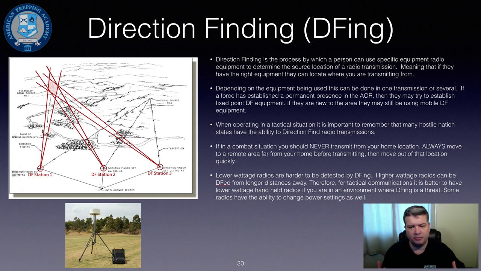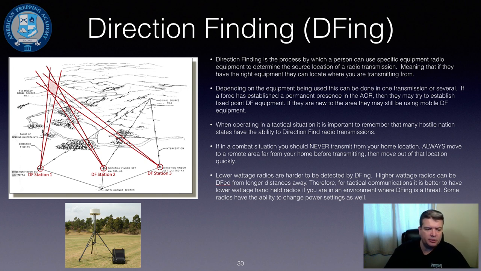We want to know about direction finding because direction finding is a process by which a person can use specific radio equipment to determine the specific location of a radio transmission, meaning that if they have the right equipment, they can locate where you're transmitting from. Now, depending on the equipment being used, this can be done in one transmission or several. If a force has established a permanent presence in the area, then they may try to establish fixed point direction finding equipment. If they're new to an area, then they may still be using mobile direction finding equipment. So it all depends.